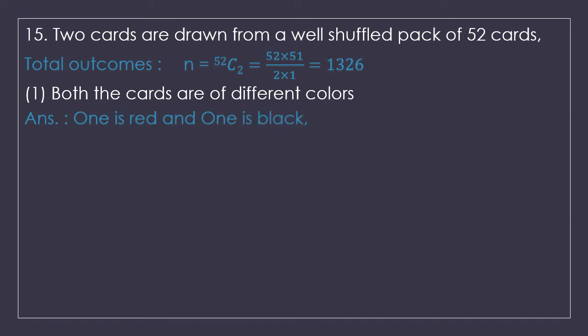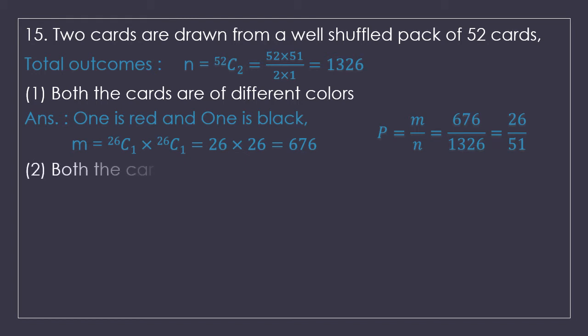Now we know that 26 red cards are there and 26 black cards are there. So one card from each will make it 26C1 multiplied by 26C1. That is 26 into 26, 676. Putting it into the probability will be 676 divided by 1326, and simplification will make it 26 upon 51. Simplification is something which you should learn in your elementary standards, so just apply that concept here.